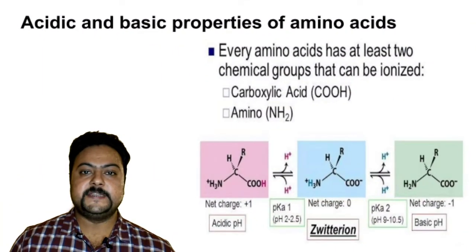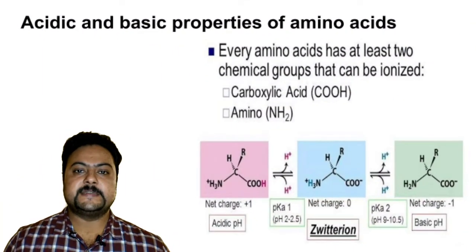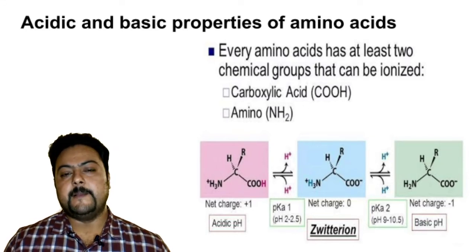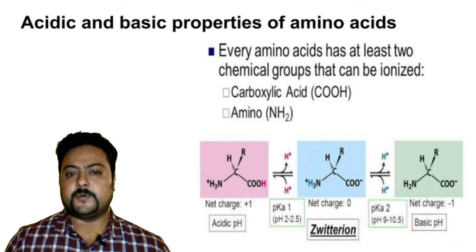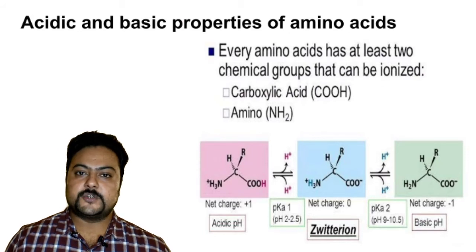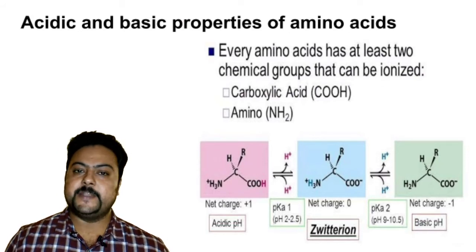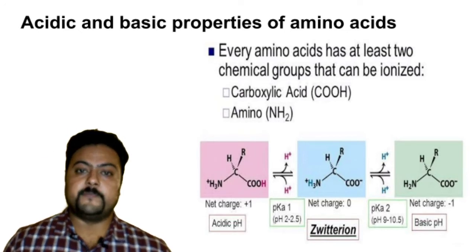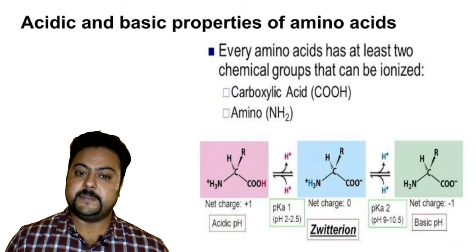And basic properties of amino acids. Amino acids are a very interesting class of molecules in the sense that they can exist as a positively charged group or a negatively charged group during different pHs. So an amino acid contains two ionizable groups: the amino group, from which a hydrogen can be released, and a carboxyl group, from which also another hydrogen can be released.